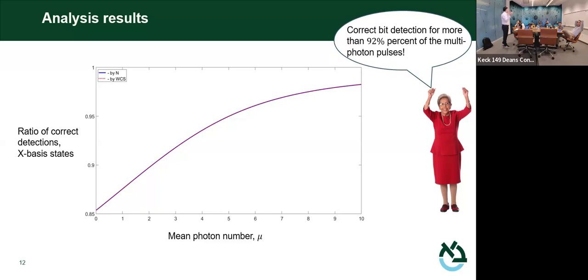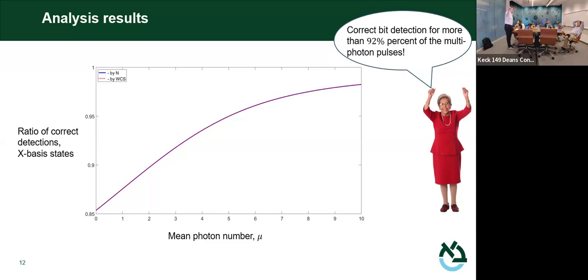In the X-basis states, it's not perfect, but as you can see here, it's higher than 85%. There is some incoherence due to the interaction with the atom that will not allow her to get perfect detection for the X-basis states, but still she gets a high ratio of correct detections. And if we combine the X-basis states and Z-basis states, we have more than 92% correct detections for the multi-photon pulses.